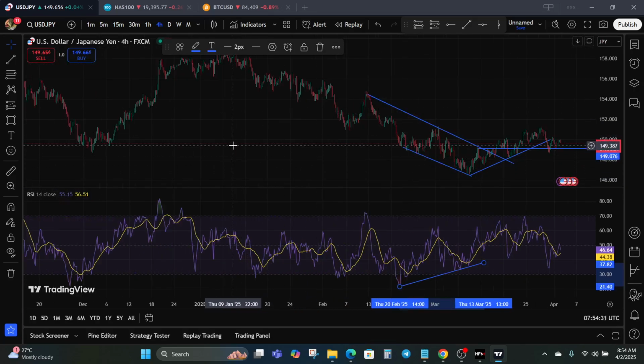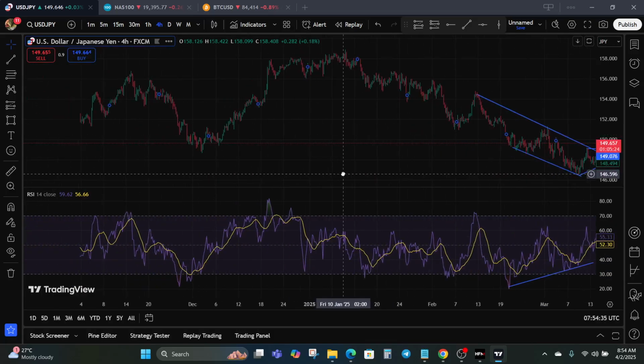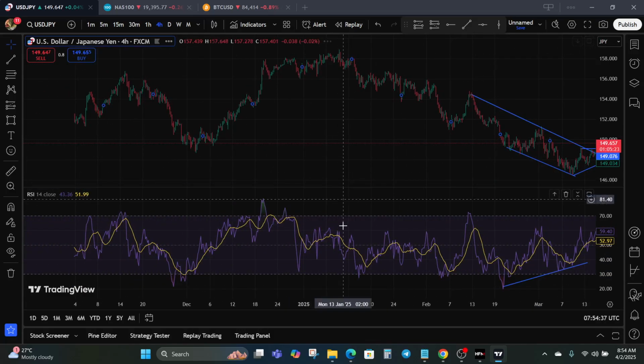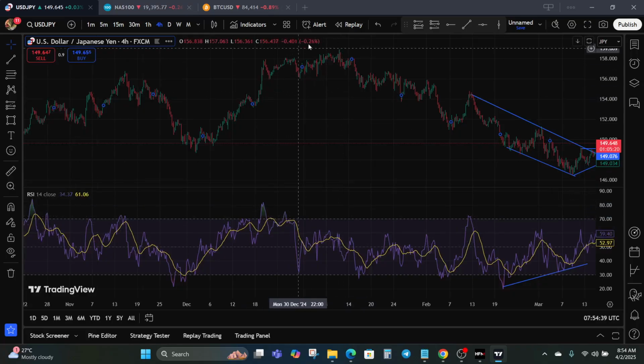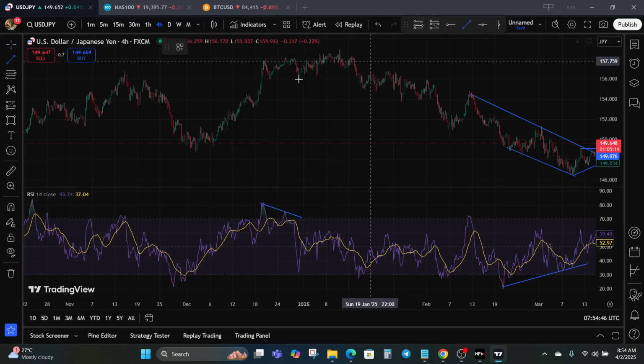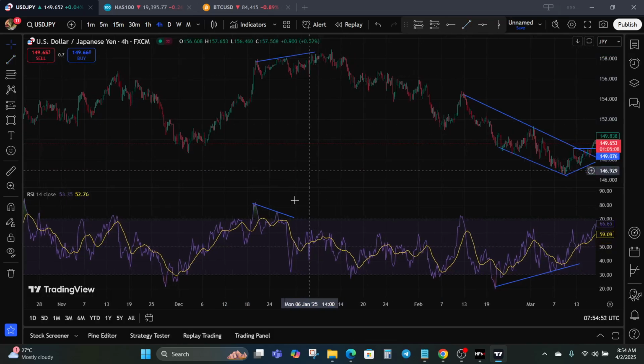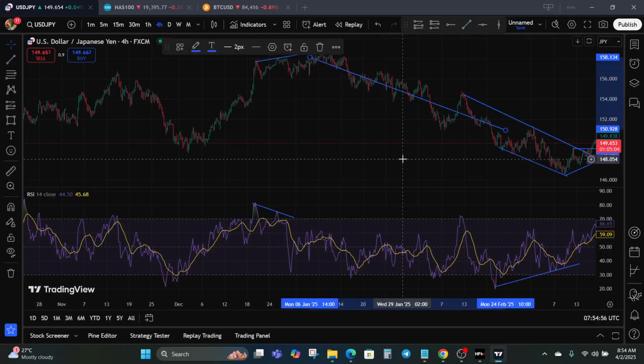Now, if it is a bearish divergence, you're going to notice the RSI making a lower high while price makes a higher high. So when that happens, it's a bearish divergence, and you can see that we had a bearish reversal afterwards.